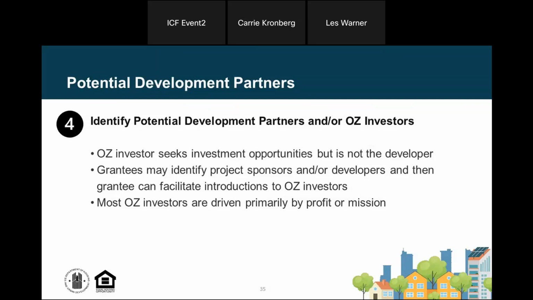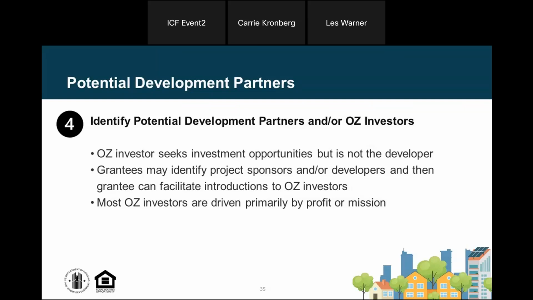We talked about how to find potential opportunity zone investors a couple of slides ago, when we talked about both profit and mission-driven investors. And you can find more depth and additional ideas in the guidance in the e-guidebook in the section on how a grantee can find potential OZ investors who might be motivated to invest in HOME or HTF projects.